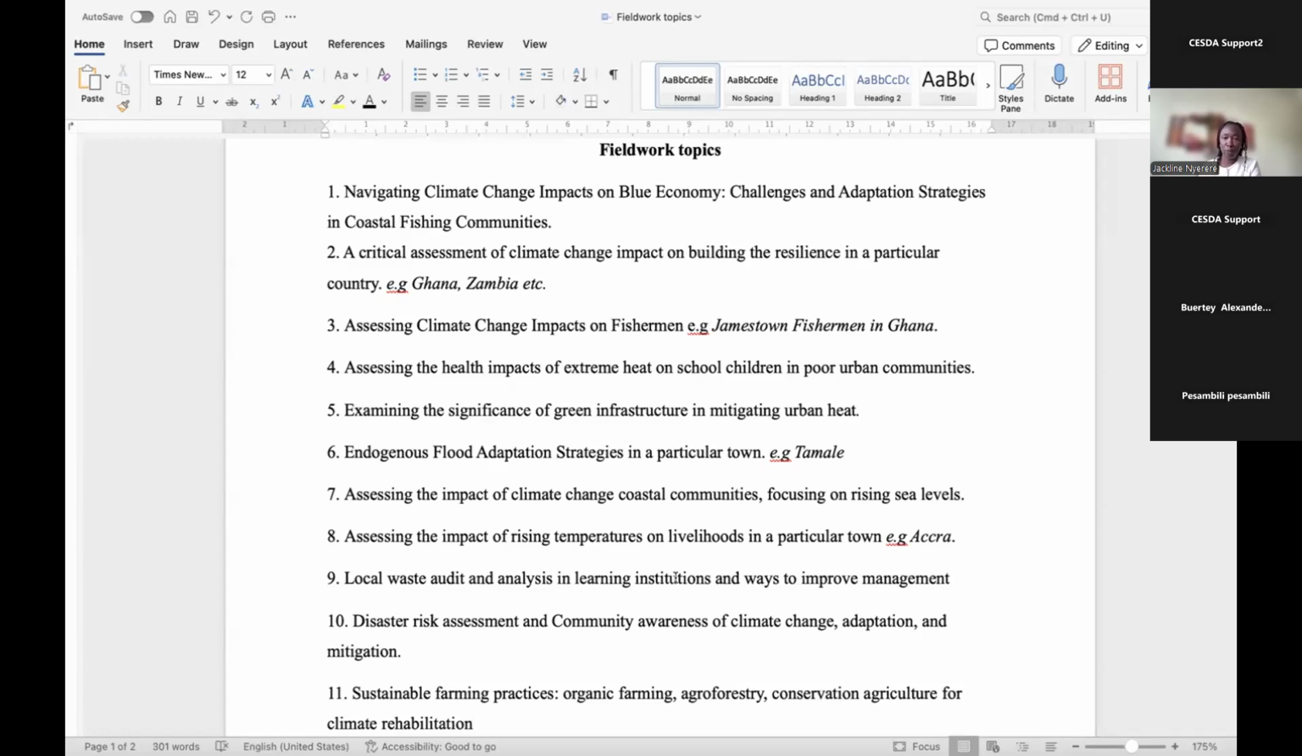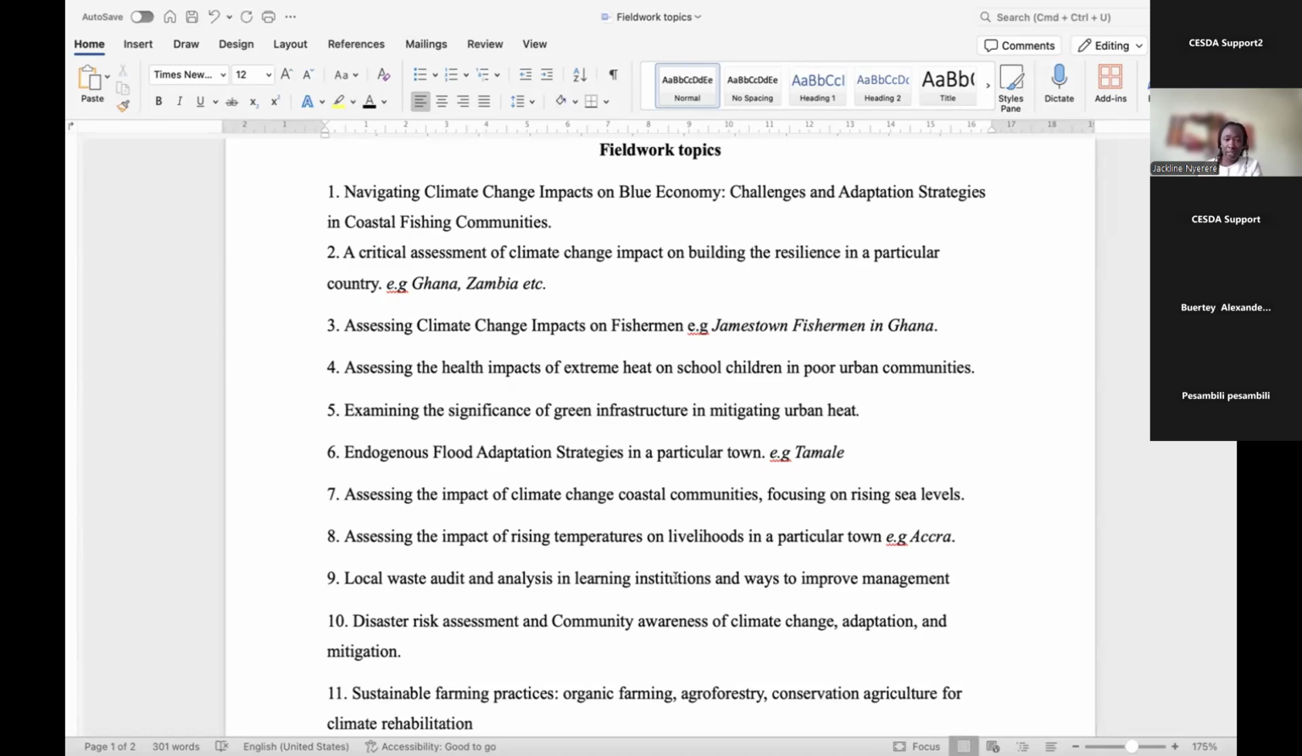So pick a topic that you will be able to handle together with your work, because we recognize you're also enrolled in other programs. Depending on your interest, but also considering the distance to your field work site. The other is critical assessment of climate change impact on building the resilience in a particular country. In this case, you pick your country.